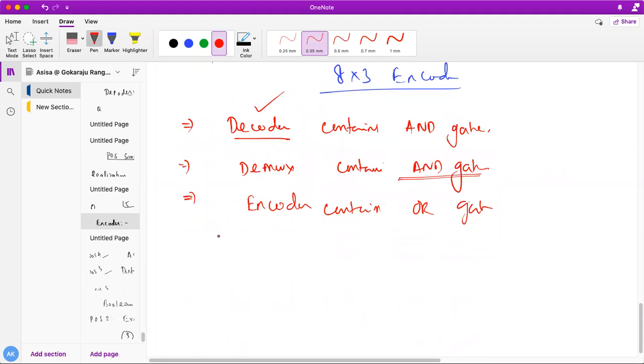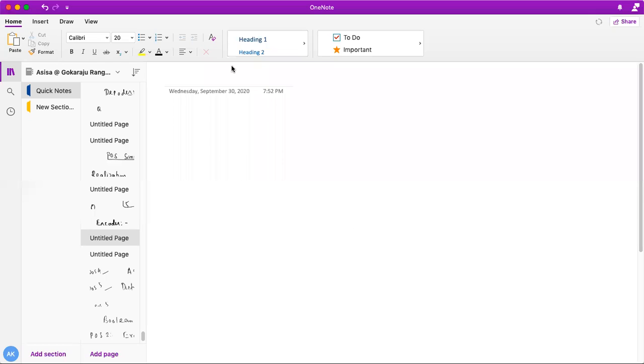So this is the thing we have studied today. This is the combinational logic circuit. We have just ended the combinational logic circuit, and we'll start sequential logic circuits today.